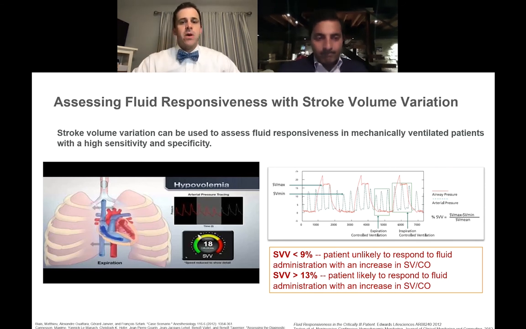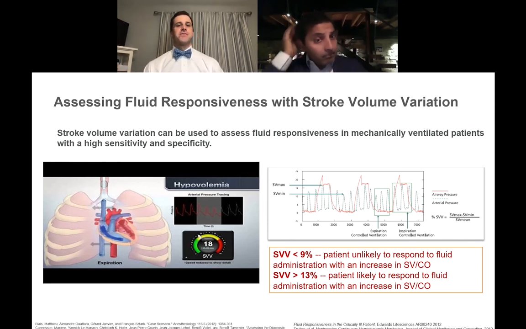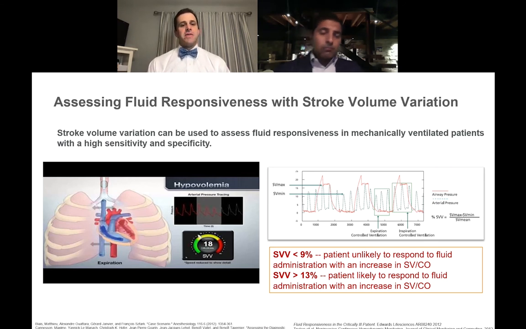Perfect. Okay. So we're going to assess fluid responsiveness with stroke volume variation. This is something that we can begin to think about here. In the mechanically ventilated patient who's not breathing all that spontaneously, we can look at the changes in the stroke volume. This isn't for every patient, but we did want to mention this.